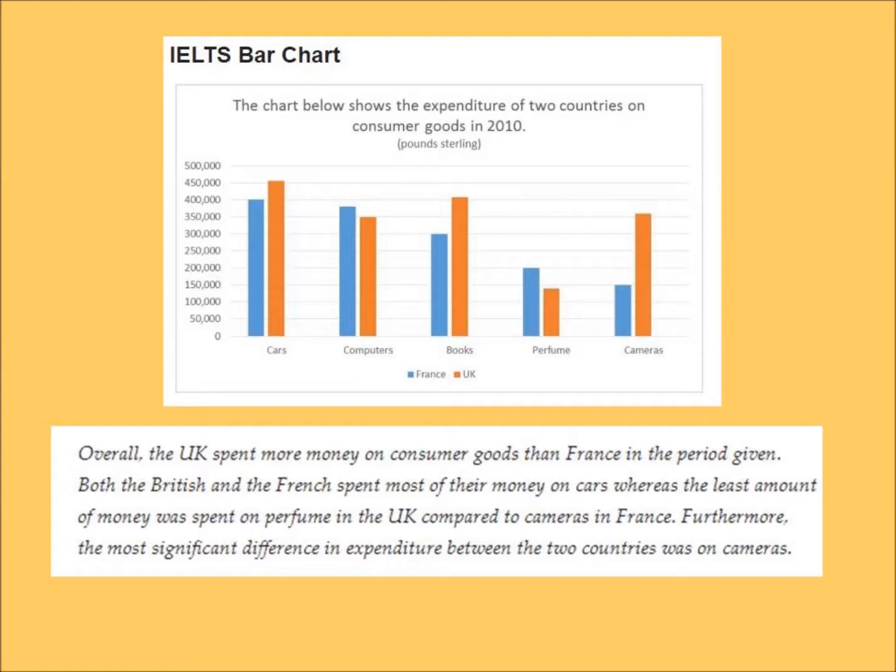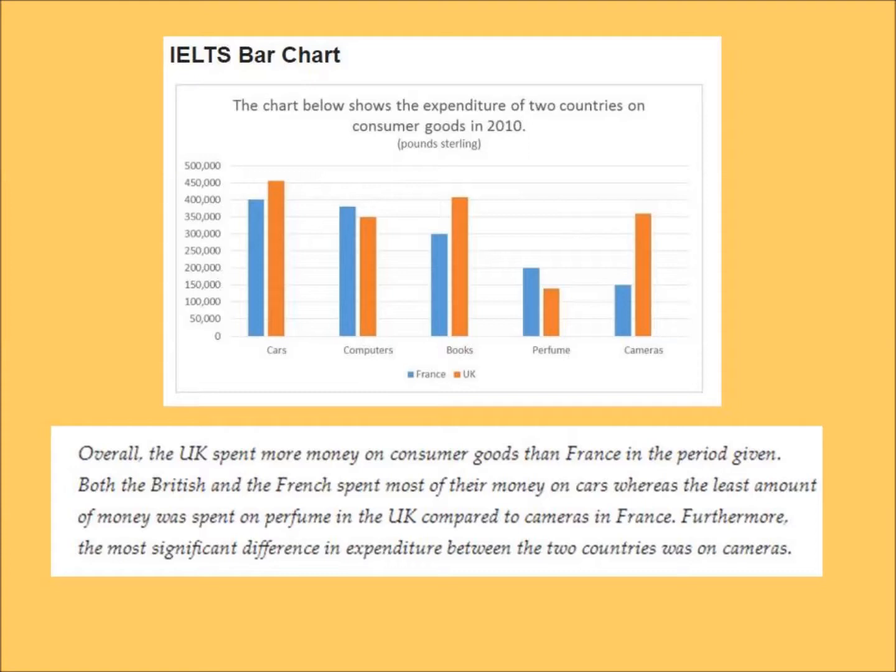So therefore we can add the cohesive device furthermore. So we can use something in addition to the detail that we have provided so far. Furthermore, the most significant difference in expenditure between the two countries was on cameras. So this is another trend that we can identify in the chart. Because you see that France spent 150,000 while the UK has spent 350, almost half. So that is a significant difference.